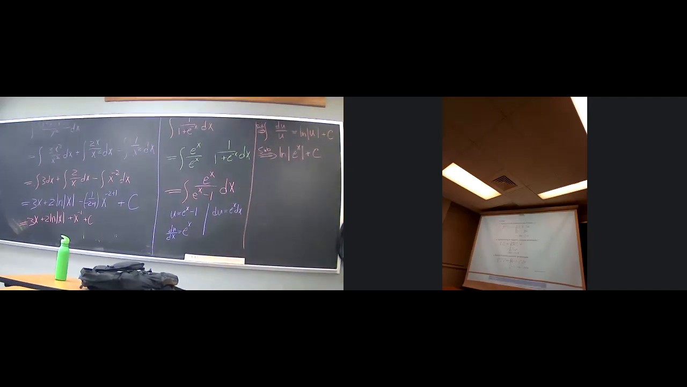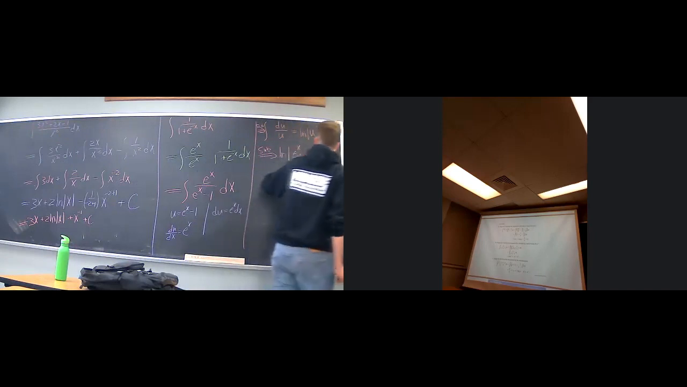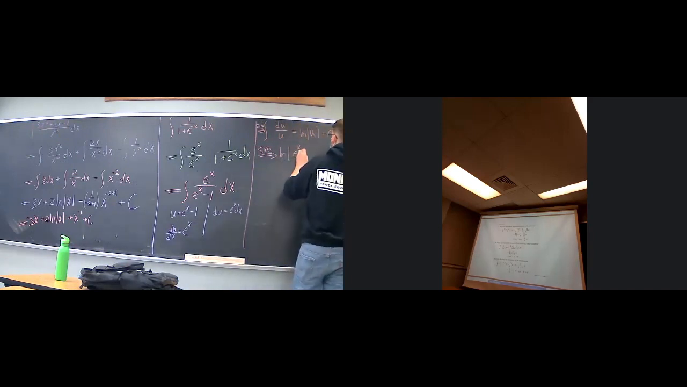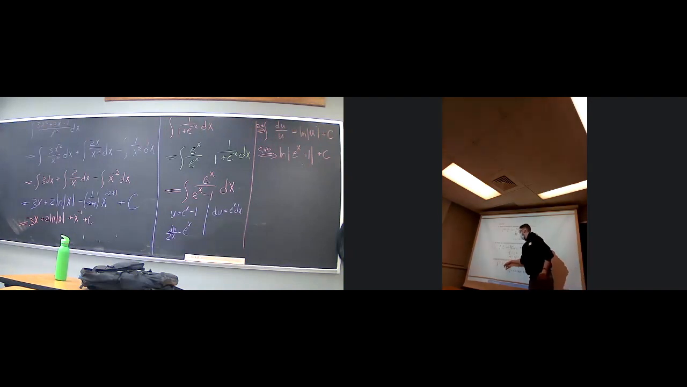Now for this last example, my mistake, I meant to write e to the x plus 1 in here. Plus 1. I apologize about that. For this last example, what you're going to want to do is apply long division and then rewrite your integral after having applied long division, then sum and difference rule, and then integrate. Make sense?